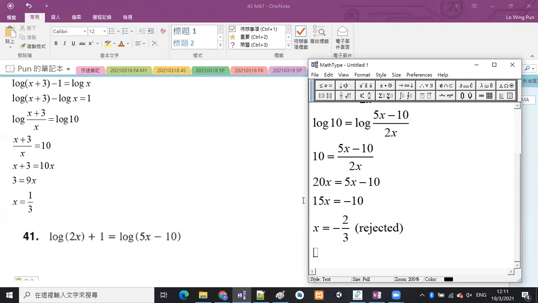And then you need to write down the conclusion. Therefore, there is no real solution.